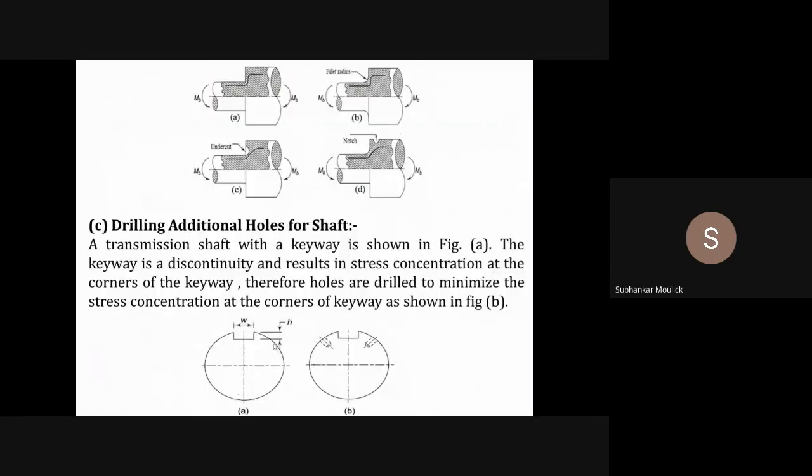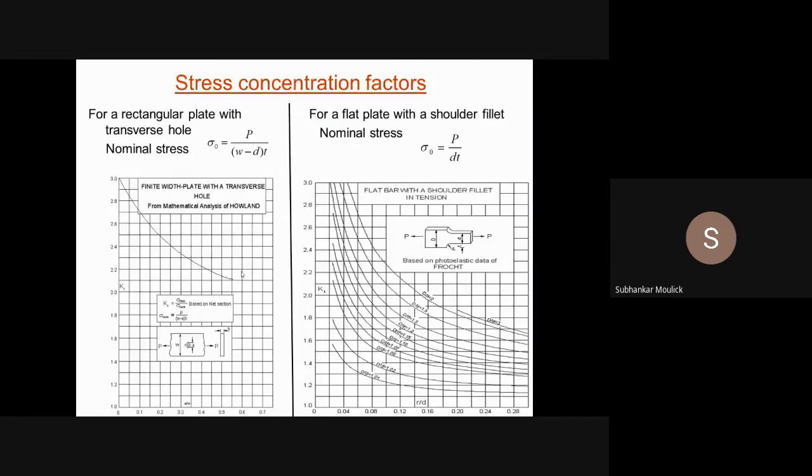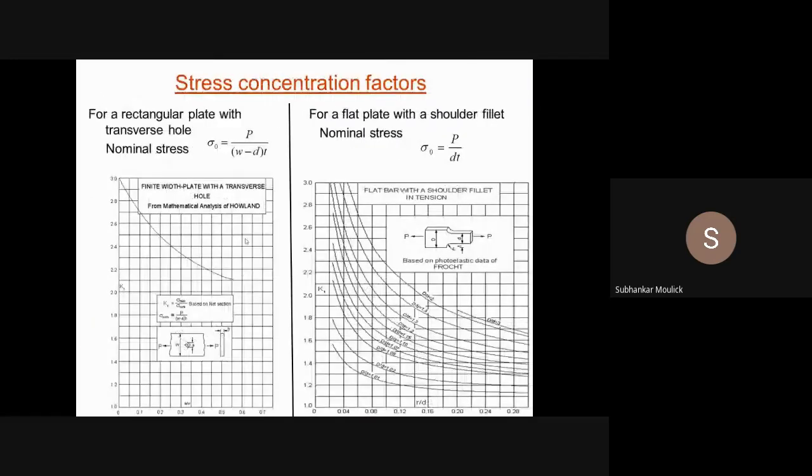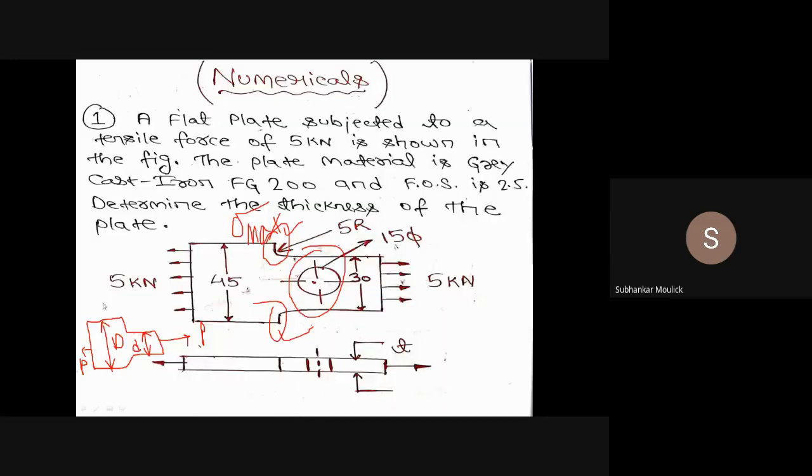There are many graphs available in the design data book. Which graph will I select? In this slide, can you tell me which graph I will select, or is none of the graphs suitable for my problem to find the value of KT? Sir, the second one. Let me see. It is a flat plate with a shoulder fillet in tension. Yes, same problem.